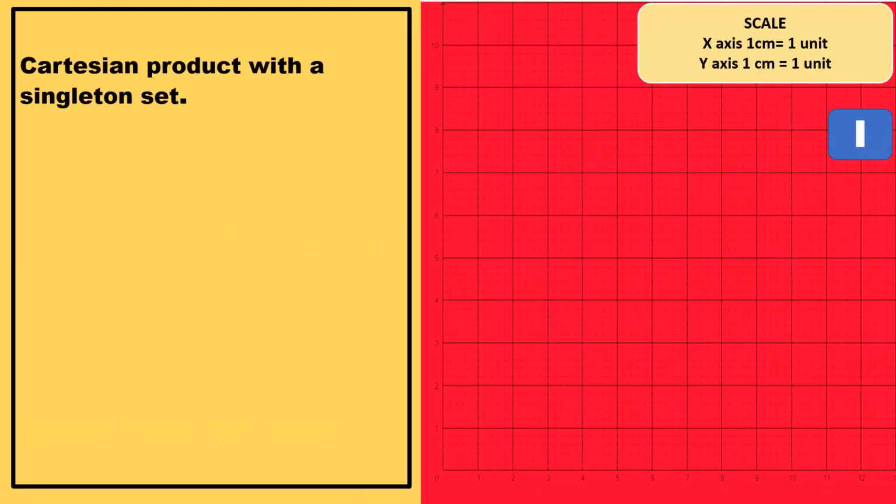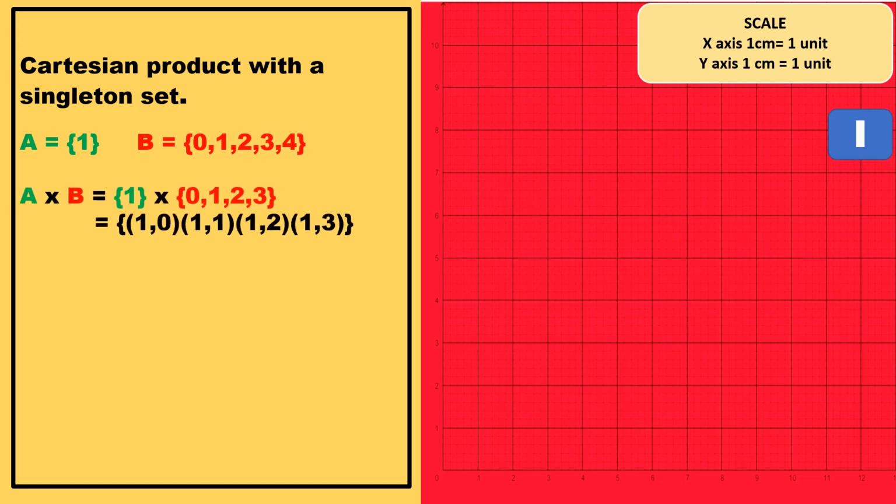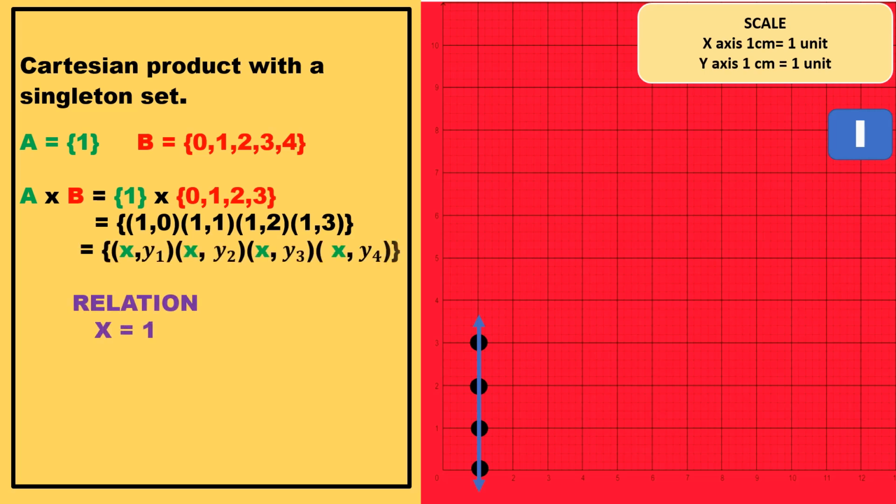Cartesian product with a singleton set. A is equal to {1}, B is equal to {0, 1, 2, 3, 4}. The Cartesian product of A and B is (1, 0), (1, 1), (1, 2), (1, 3), which is plotted on the graph, which forms the relation x is equal to 1. Here x is constant, y varies.